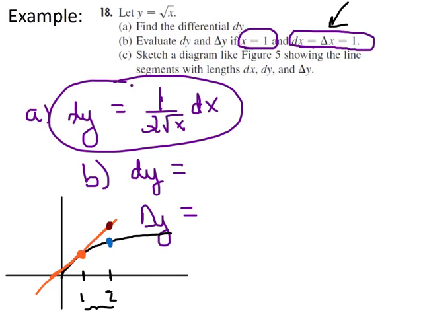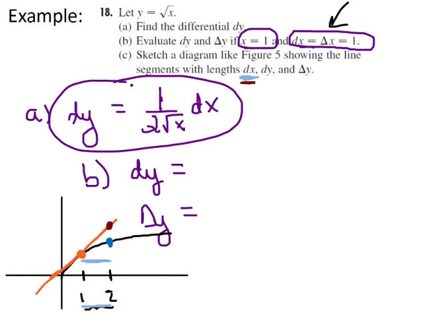So I want to show the line segments with lengths dx. So here's the line segment with dx. Is that the color I want to use? Let me make dx that color. So dx is this length right in here. Maybe I want to draw it down here, right?